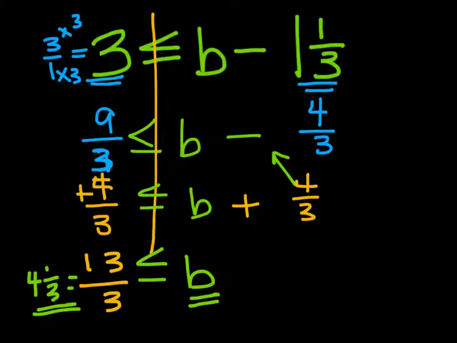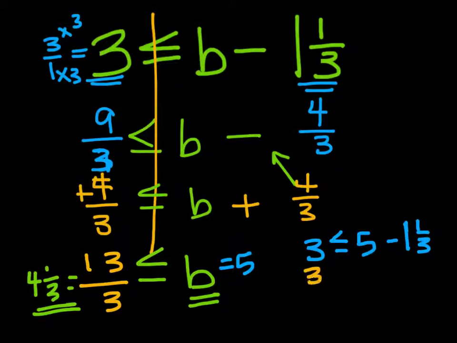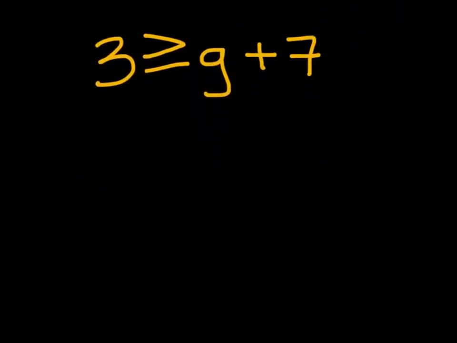So let's try 5. What if b equaled 5? 5 is greater than 4 1/3. If we put that in for b, 3 is less than or equal to 5 minus 1 1/3. Let's see if that works out. 5 minus 1 is 4, and if we took 1/3 away from 4, we get 3 2/3. So is 3 less than or equal to 3 2/3? Yep, spot on. Awesome.